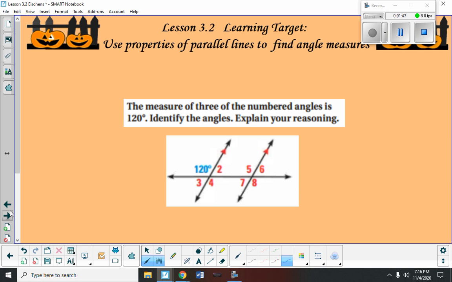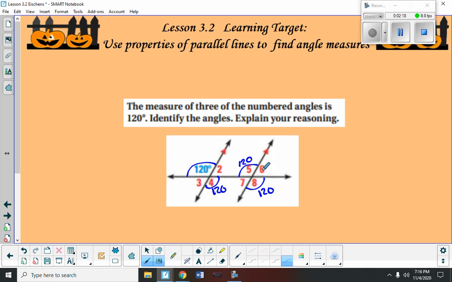So using that, it says the measure of 3 of the numbered angles is 120. Identify the angles. All right, so this angle is 120. So the angle that corresponds would be this angle. So this would be 120. Now, we also know that angle 4 is 120 because what are these angles? They're vertical. So this is also congruent. And these two are vertical, so this is also 120.